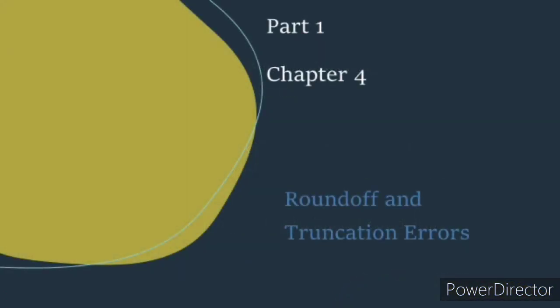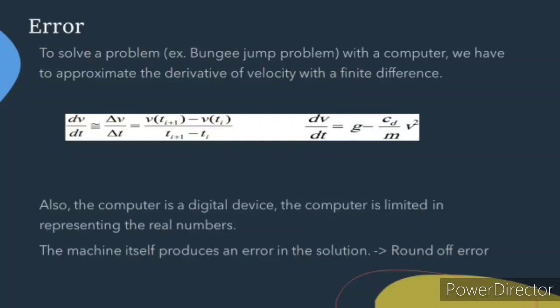And we will proceed to the last chapter, part 1, chapter 4, round-off and truncation errors. Error. To solve a problem, for example the bungee jump problem, with a computer, we have to approximate the derivative of velocity with a finite difference. As you can see here in the formula, the resulting solution is not exact. That is, it has error or deviation from the true value: truncation error. Also, the computer is a digital device. The computer is limited in representing real numbers. The machine itself produces an error in the solution: round-off error.